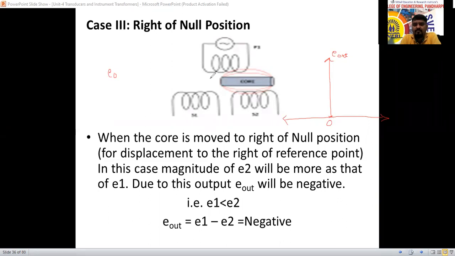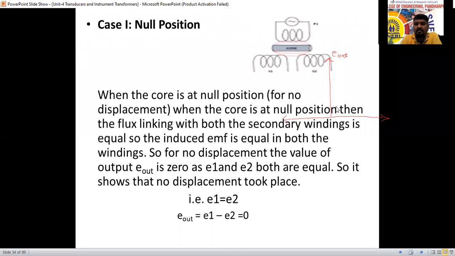Yes or no? Yes, sir. So output is 0 at null position. This is the null position. You consider that one. Before that, I will take this one into the left side here now. See here, it is on the null position. The output, I can draw the output as 0 here. That is the null position. We can call it.